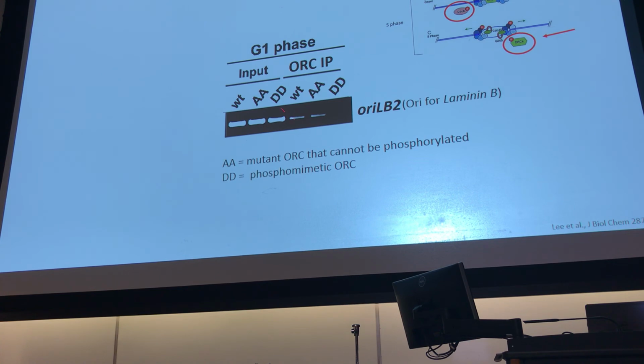Okay? So one of the important things here is that this is G1 phase, where they isolated this protein from these cells. And remember, in G1 phase you don't have an active cyclin A-CDK2 complex, which is why in G1 phase the ORC complex can be bound to DNA.